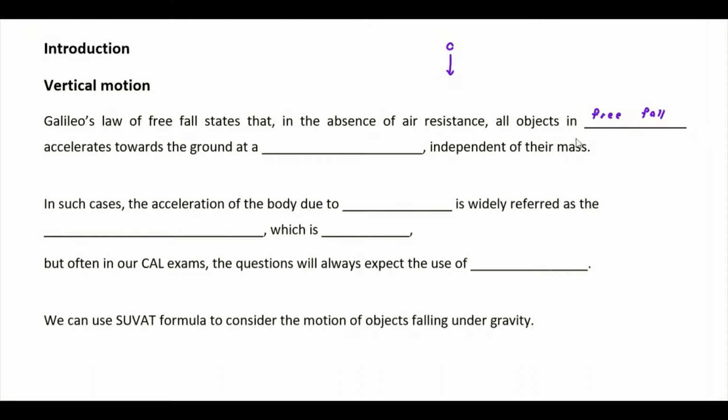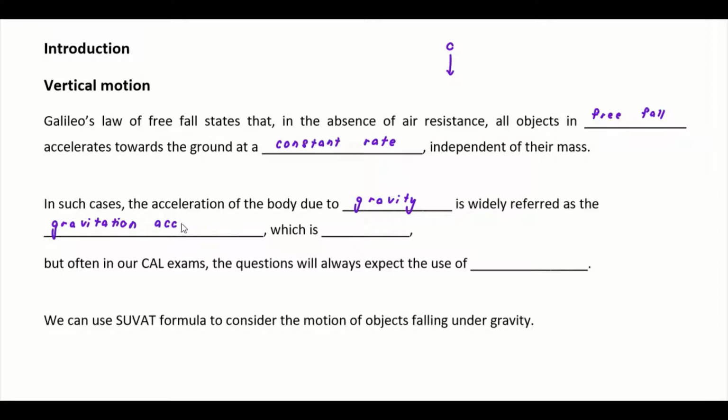All objects in free fall will accelerate towards the ground at a constant rate. In other words, all objects will have the same acceleration when they are in free fall. It's independent of their mass also. No matter how heavy or how light the object is, as long as they are in free fall, they are going to have the same acceleration. In all these cases, where the acceleration of the body is due to gravity, the acceleration is widely referred to as the gravitational acceleration.